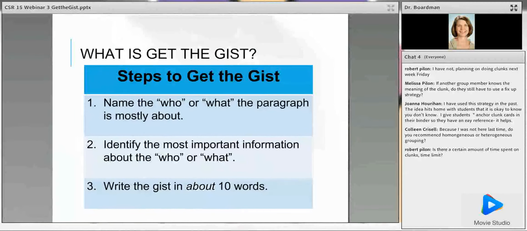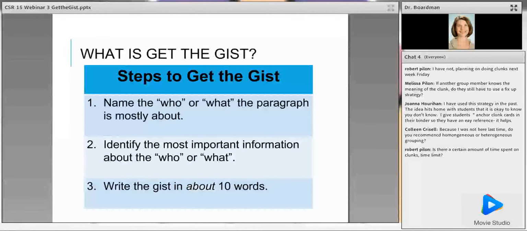So what is get the gist? Similar to preview, similar to click and clunk, we have a routine for get the gist. And here, the students first name the who or what that the paragraph is mostly about. Then they identify the most important information about the who or what. And then they write a gist in about 10 words. And I would really say that it's more like 10 to 15 words.